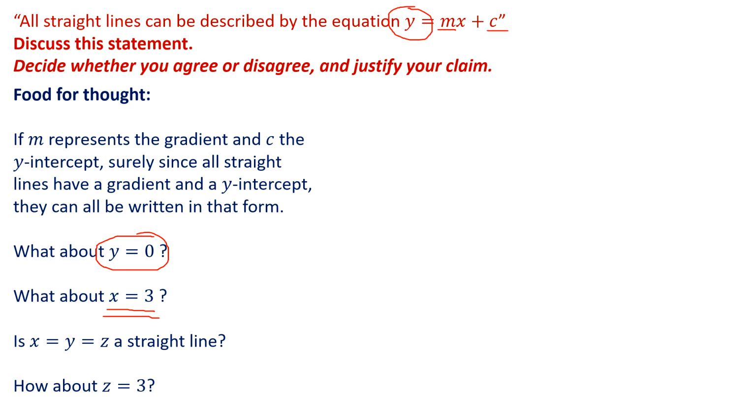And similarly, it's not going to cross the y-axis. X equals 3 is parallel to the y-axis, so it has no y-intercept. You can't say it's 0 because that's actually a location on the y-axis. It doesn't have a y-intercept.